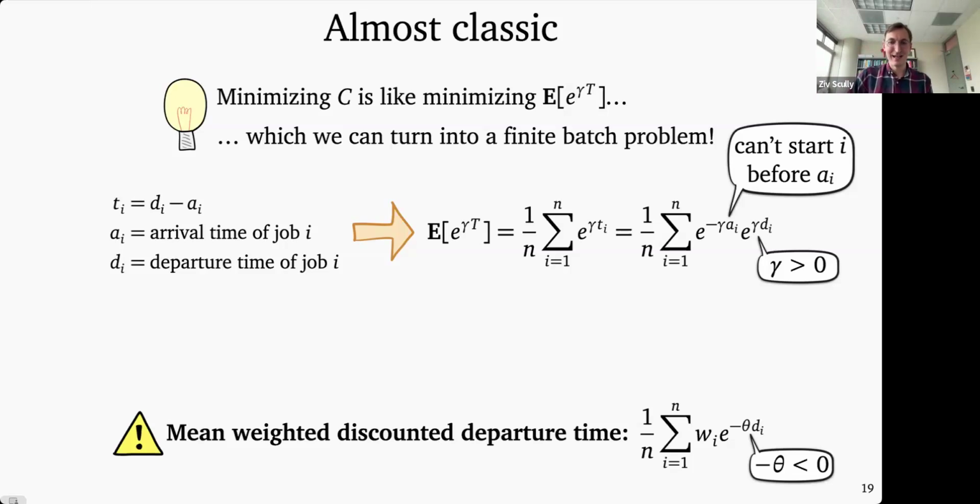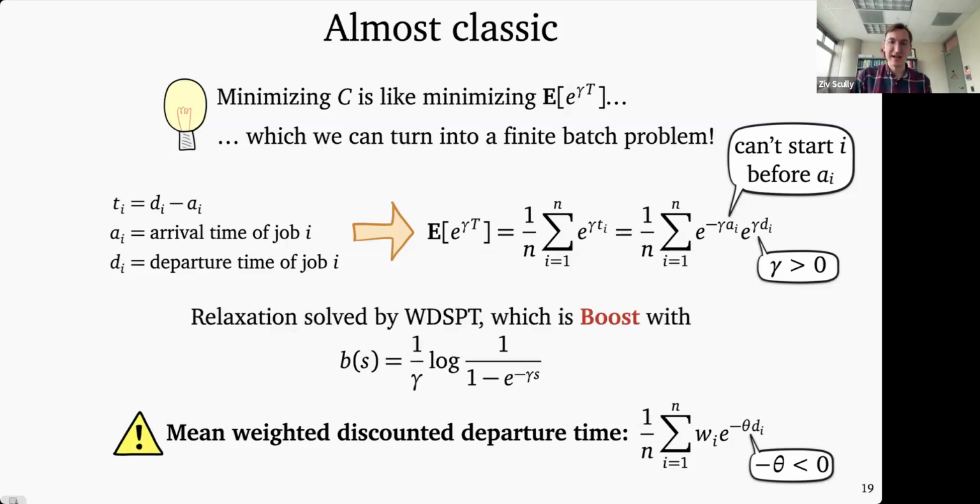And so we solve, and in terms of gamma being bigger or less than 0, we actually go through the classic proof for mean weighted discounted departure time, which is solved by a policy called weighted discounted shortest processing time. And we basically just checked that the interchange argument still works if you flip the sign of the discount factor. There are a couple of extra signs that flip in the proof, but it's literally the same other than that.